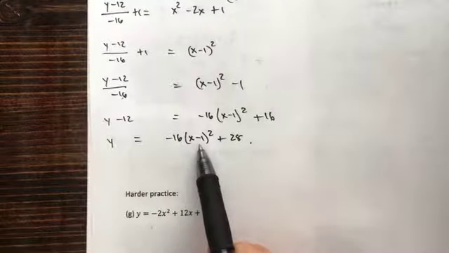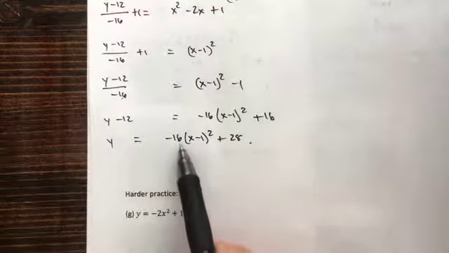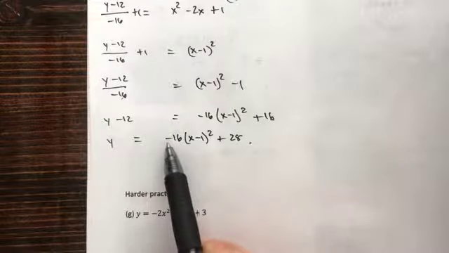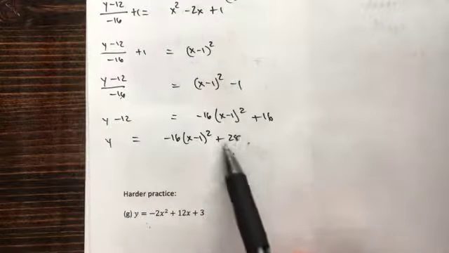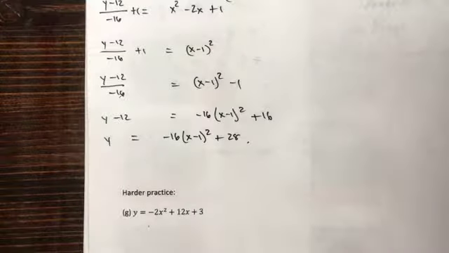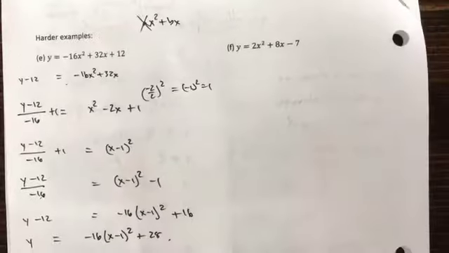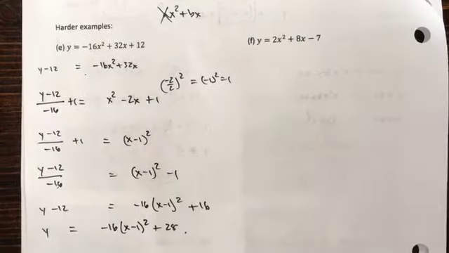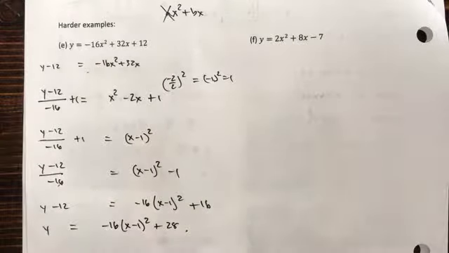Now I can see my vertex is at (1, 28). This thing is quite steep and opens down because of the negative, so it has a maximum value of 28 and an axis of symmetry of x equals 1. So I know a lot about that function. Okay, let's try one more example and then you can do one.